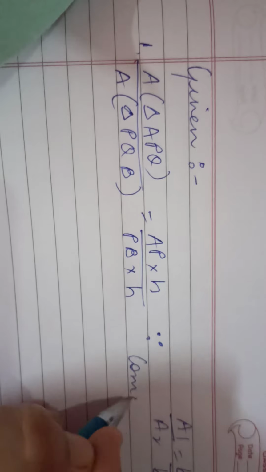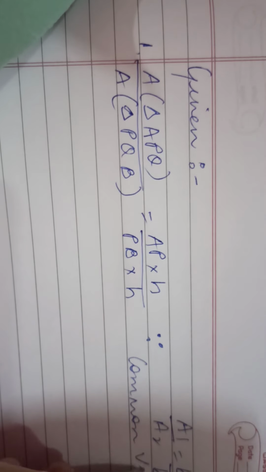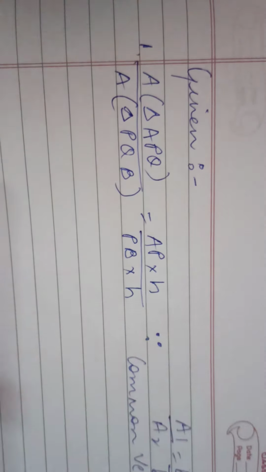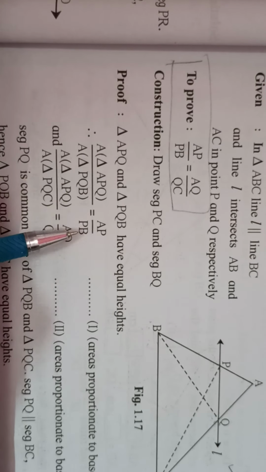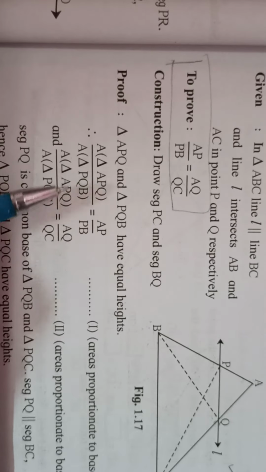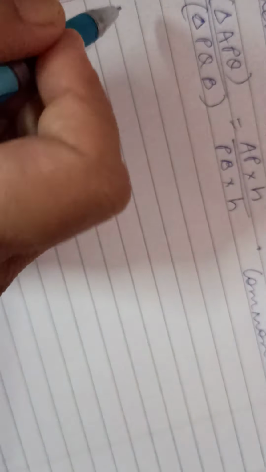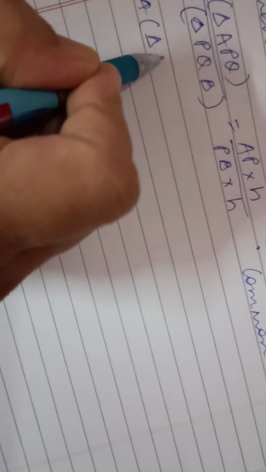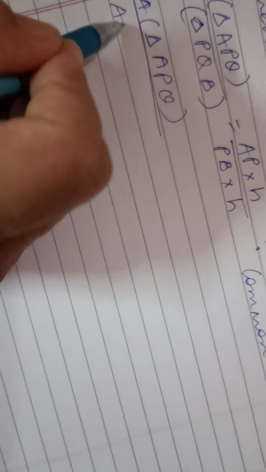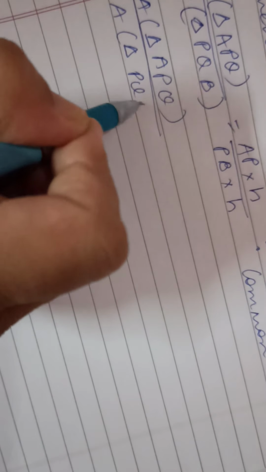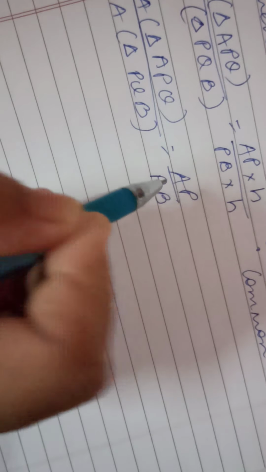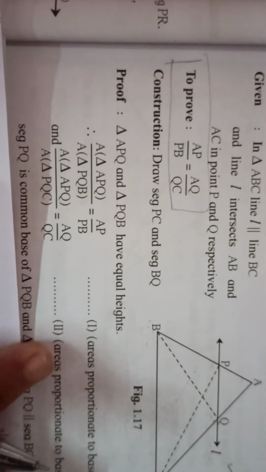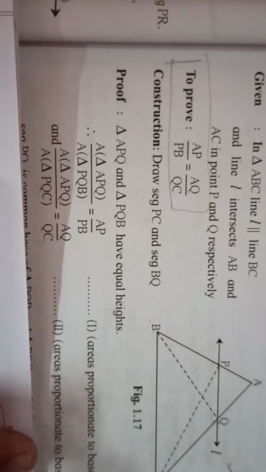Because they both have common vertex. Is it written in the textbook? They have not given the reason. They have directly given this step, that area of triangle APQ upon area of triangle PQB is equal to AP upon PB. Why? Because areas are proportional to bases.